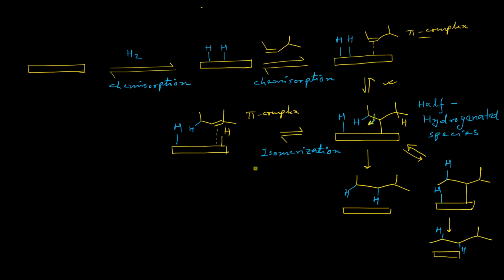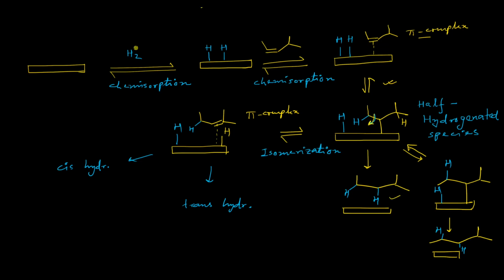So there are several possibilities, and if we consider this particular alkene, after isomerization it will also undergo two types of hydrogenation. One is cis hydrogenation, another is trans hydrogenation. Right? So like this, there are several possibilities. But if you are hydrogenating this compound, then there will be no problem.